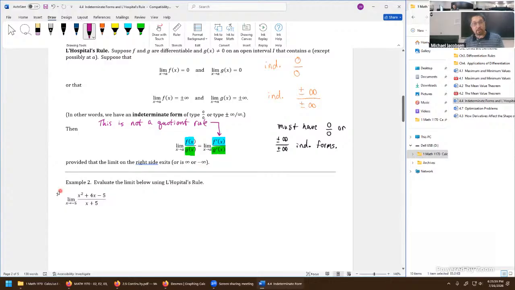It's the same problem that we started off on in example number 1. We know already it's an indeterminate form of type 0 over 0. That means L'Hopital's rule applies. It can be used on this. So let's give it a try. We'll say it's equal to the limit as x tends towards -5.